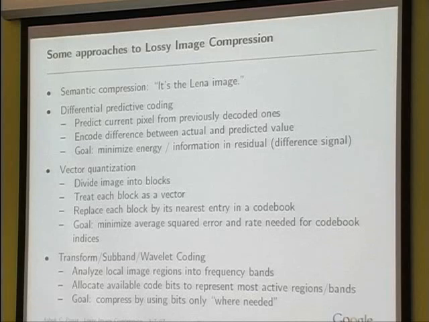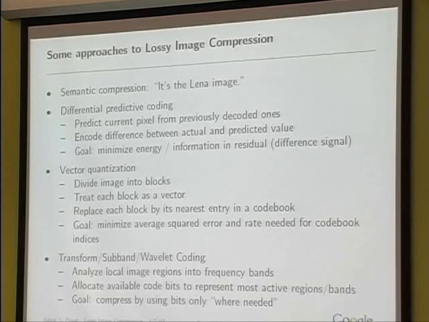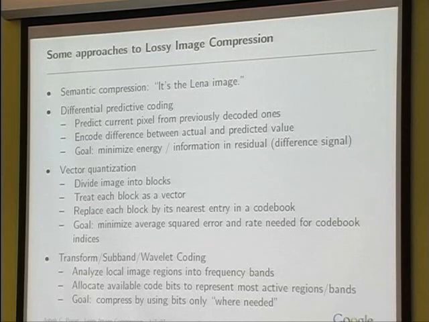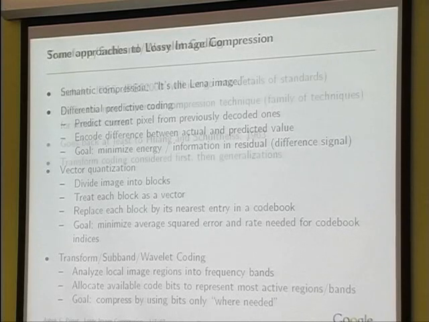Another technique, or general class of techniques, is transform coding. And here we analyze the image into a set of frequency bands. And we will allocate the available bits we have to those bands that are most important. And we can do this differently from region to region. And here the idea is that we'd like to just allocate the bits to the spectral and spatial regions where they're really needed.